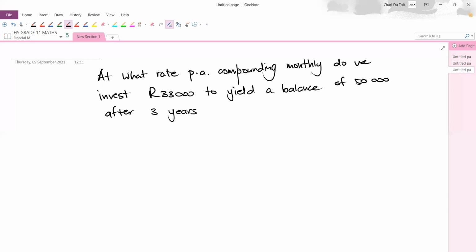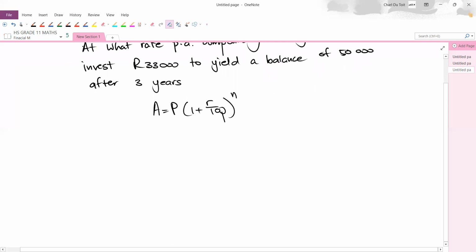So before we do anything, let's just set up our compound interest formula. We know it's compound interest because they're talking about compounding monthly or yearly or half yearly or quarterly or weekly or whatever. So A equals P bracket 1 plus R over 100, to the power of N. And this time I want to calculate R.